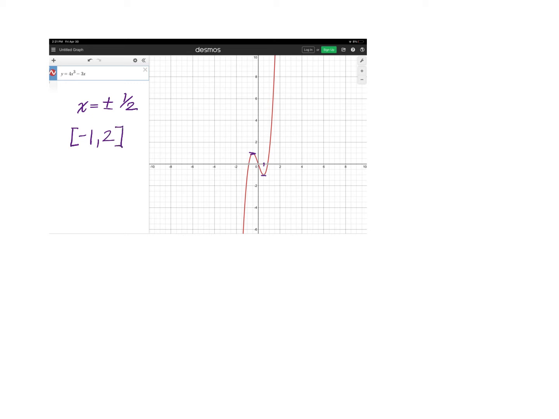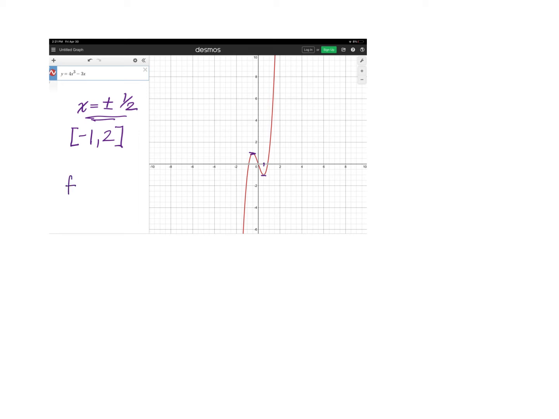So I'm going to stop the graph, instead of having it over the entire real numbers. I'm going to say just consider it over the interval from negative 1 to 2, and I want you to find the absolute maximum value and the absolute minimum value. We have our critical points and we have our endpoints, and the endpoints could be where that maximum or minimum value occurs. So we have to test all of those points.